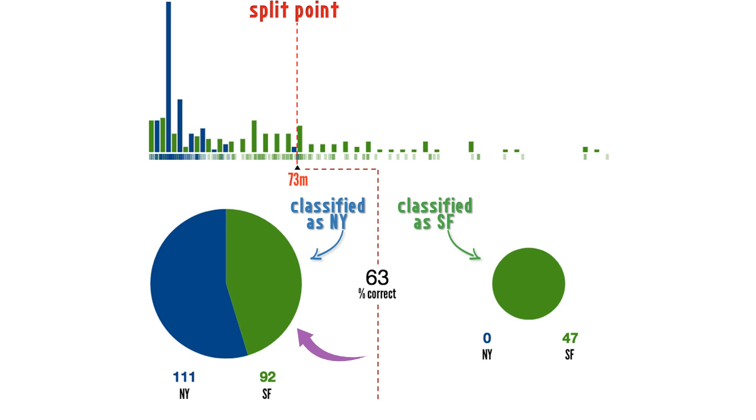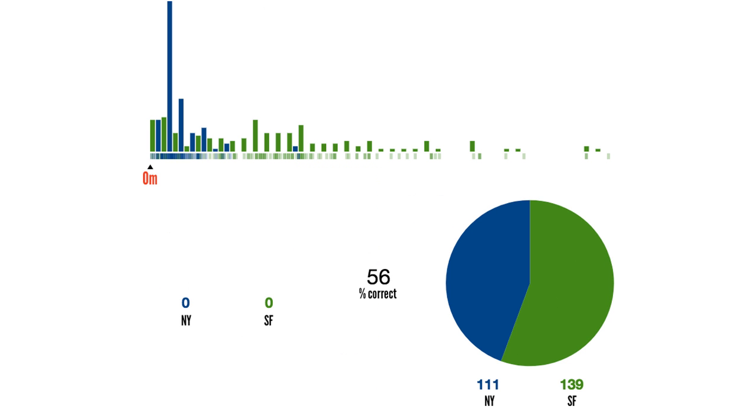Look at the large green slice in the left pie chart. Those are the San Francisco homes that are misclassified as being in New York. These are called false negatives. However, a split point meant to capture every San Francisco home will include many New York homes as well. These are called false positives.